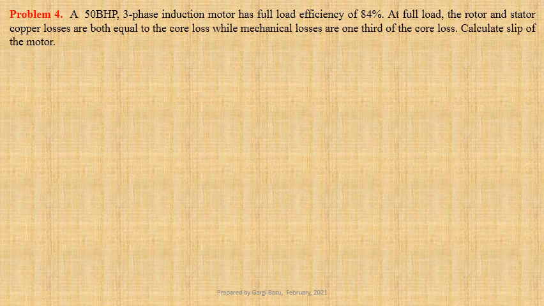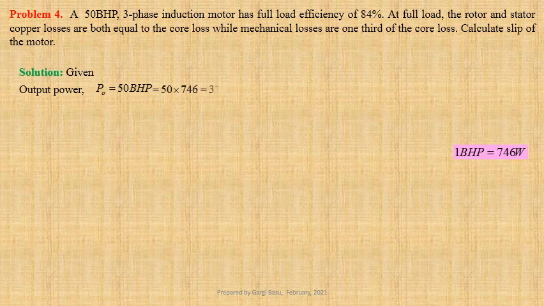We have to determine slip of this motor. Let us first jot down the given data. Output power PO equals 50 bhp. Since 1 bhp equals 746 watt, PO equals 50 into 746. That gives us 37,300 watt or 37.3 kilowatt.